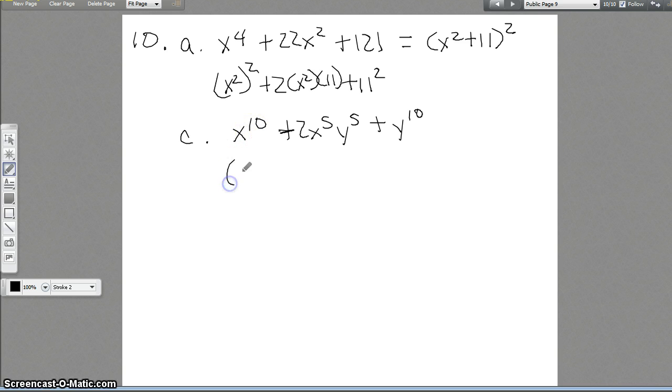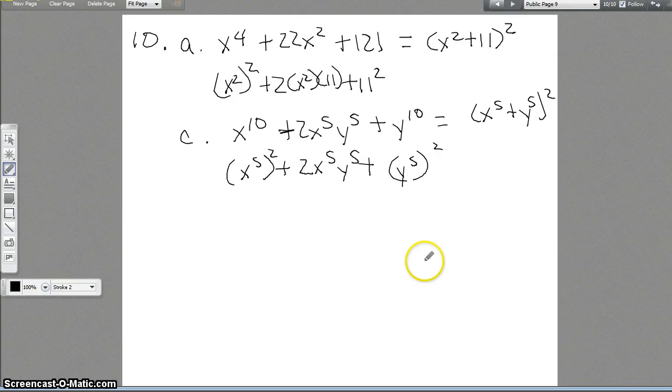My first term I can write as a square, x to the 5th squared. My last term I can write as y to the 5th squared. And then my middle term should be double my first term times my last term, and it is. So I can write this as (x to the 5th plus y to the 5th) squared.